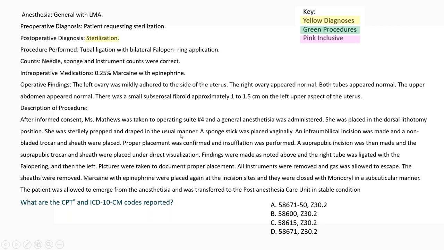So the keywords: post-operative diagnosis, patient came for sterilization. The procedure performed is a tubal ligation with a bilateral fallopian ring application. General anesthesia was given. Patient was placed in a dorsal lithotomy position. An infraumbilical incision was made, and then another incision, a suprapubic incision, was made. The right tube was ligated with the fallope ring, and then the left was done. All instruments were removed. The correct answer to this mystery question is option D.